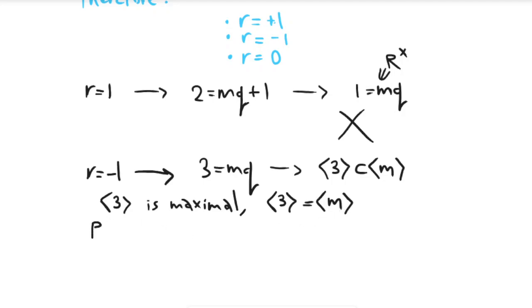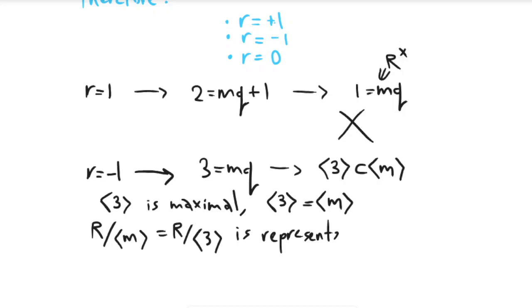And we know that R over the ideal generated by m, which equals R over the ideal generated by 3, is represented by units of R and 0. And there's only 3 elements in that list. It's just negative 1, 1, and 0. Great. And so in particular, these are all integers. And so we'll use that to get a contradiction.